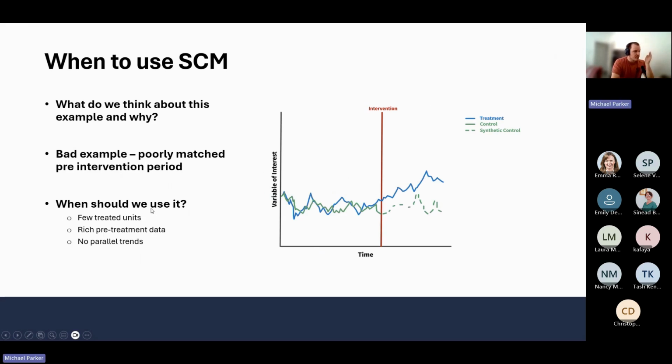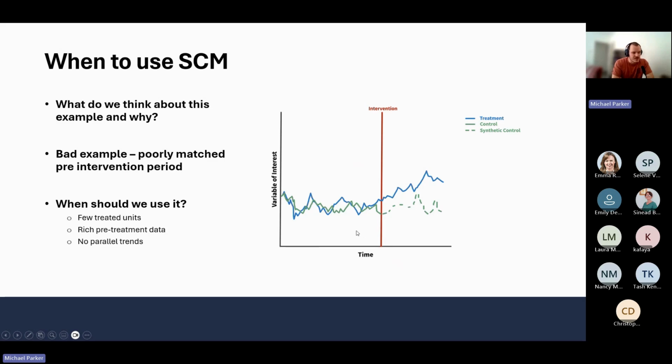When do we want to use it? Ideally, we use it when there's only a handful of treated units. Ideally, you have one treated unit. There are extensions to the methods now that allow you to handle multiple treated units, but it's easier if you just have one. You want rich pre-treatment data. I mean, you want rich data overall, but you want rich pre-treatment data because the model you're fitting needs to understand the underlying patterns in the data.